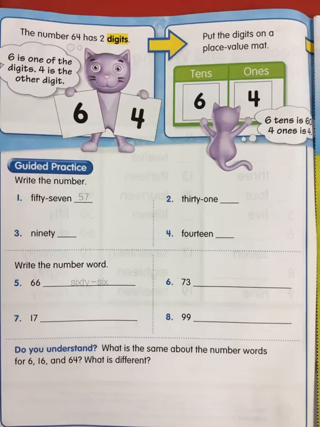Okay, so for numbers 1 through 4, you just have to write the number after you read it. So number 1 is 57. So go ahead and trace that. Number 2, that word is 31. And when you have a number that is over 20, you write a hyphen in the middle. So this is 31. Number 3, 90. And 4, 14. So that's 14.